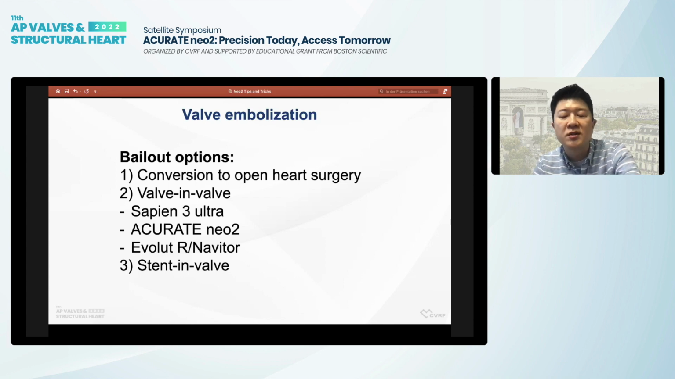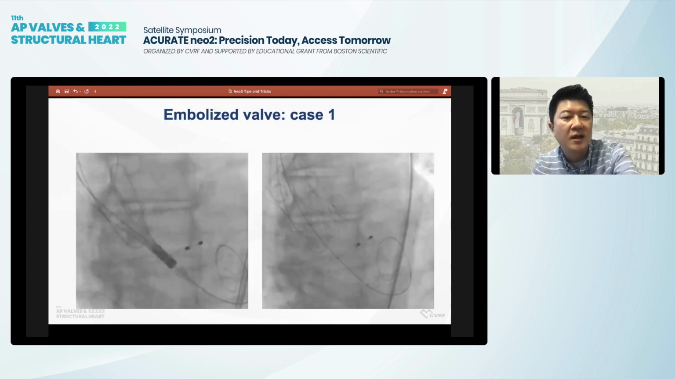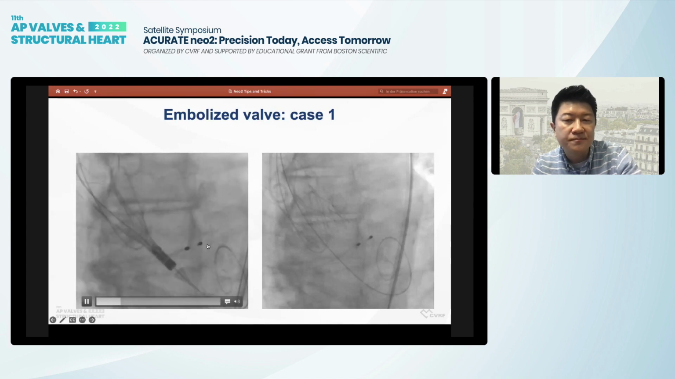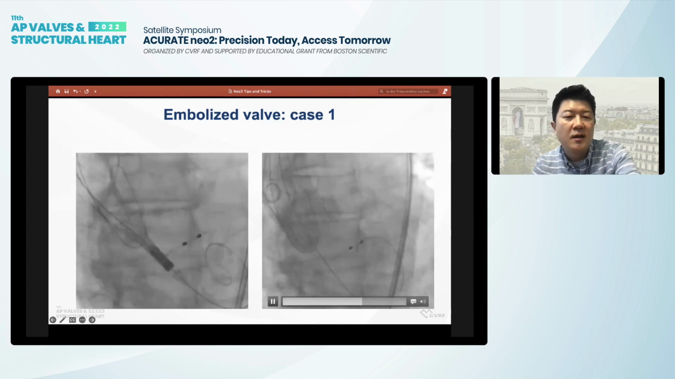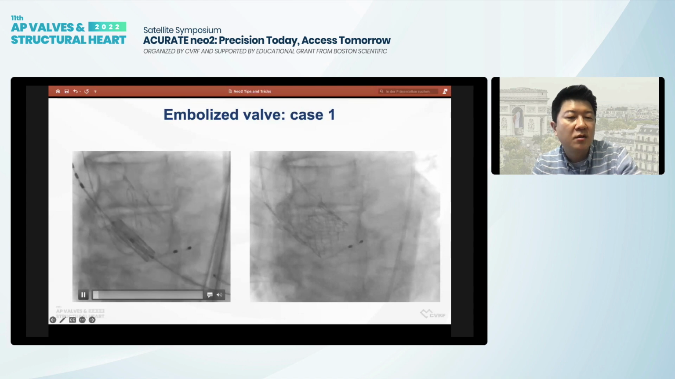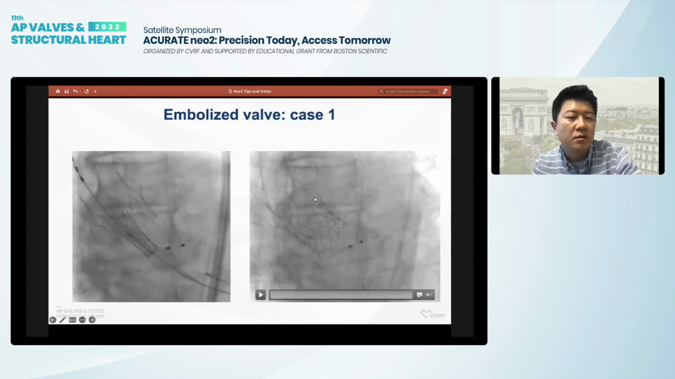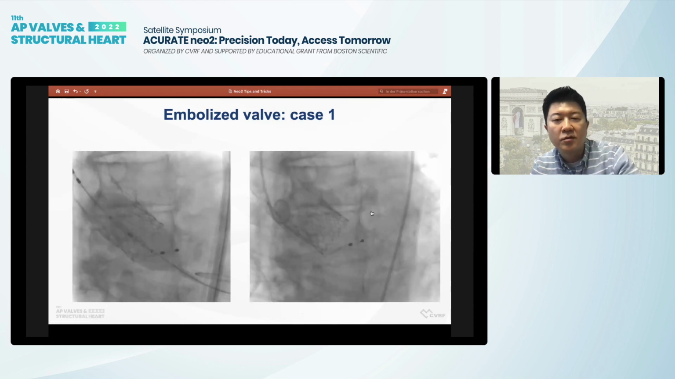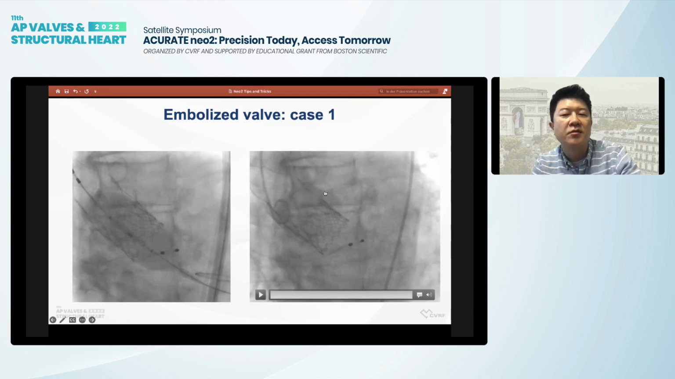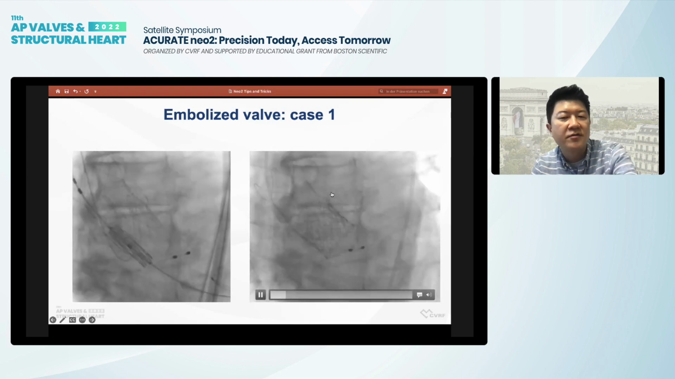This has already shown that the implantation of a second valve in the ACURATE platform is quite safe. Here's one case that we did. You can see that there was an upwards movement, dislodgement as shown here, and this was treated with a second valve. Here's the outcome. So you can see, due to the geometry of the valve, there is no impairment of the coronary arteries, even after valve-in-valve.